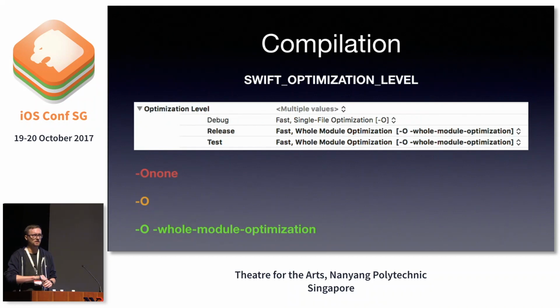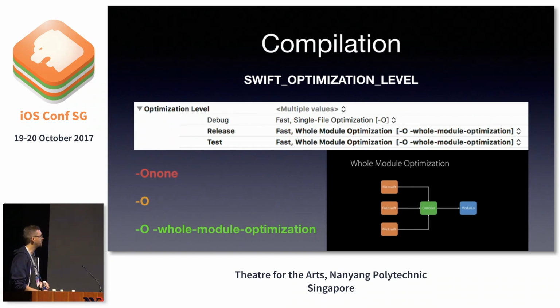There's a blog post on Swift.org about what it is and how it works. So basically, it takes all the files from the module and applies the optimization phases on all files together, so it has a wider perspective to apply the optimization.